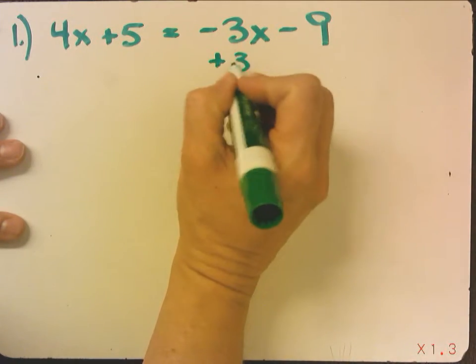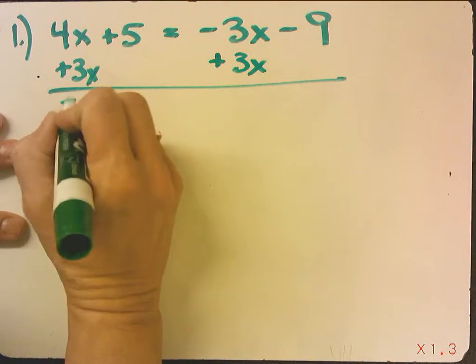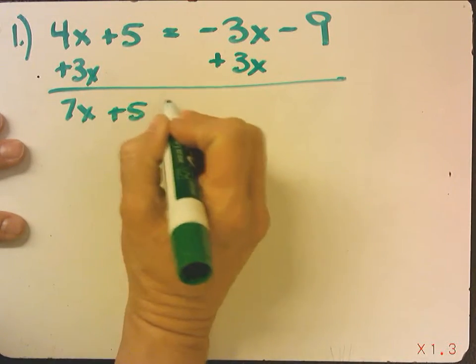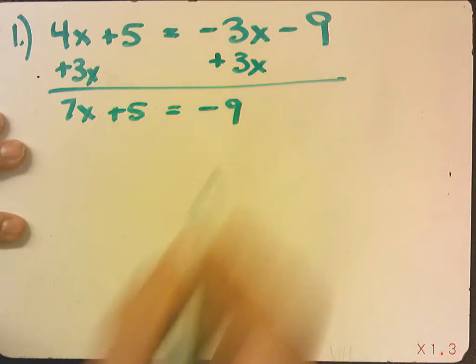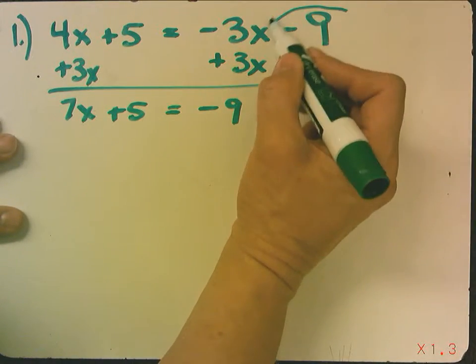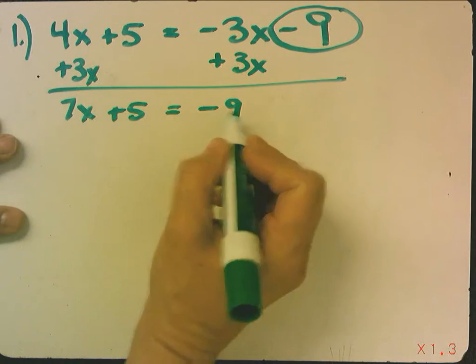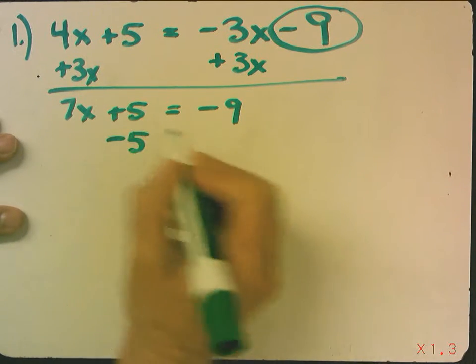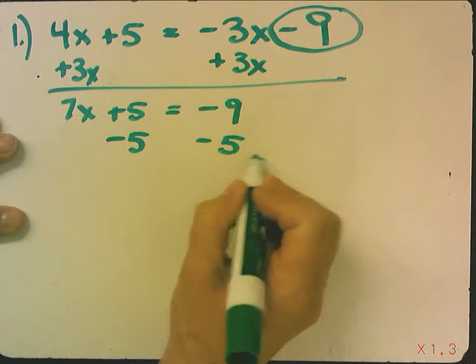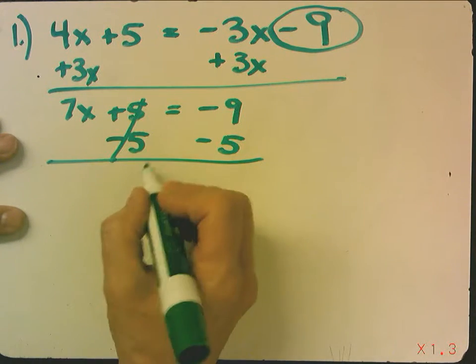So I'm going to add 3x to both sides. And I get 7x plus 5 equals negative 9. Notice I bring down the equal sign. Notice I'm careful to bring down the sign with the negative 9. Now I want to get my constants on the same side, so I'm going to subtract 5 from both sides.